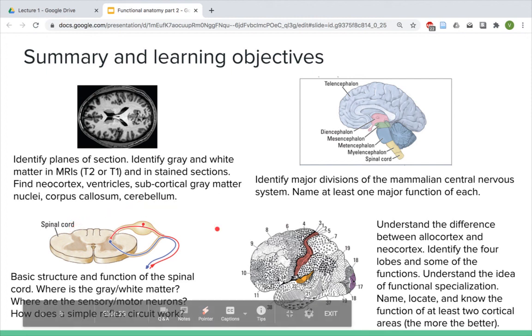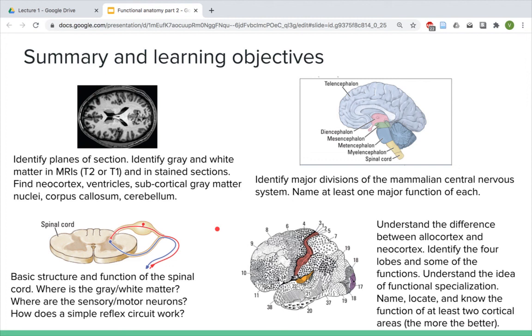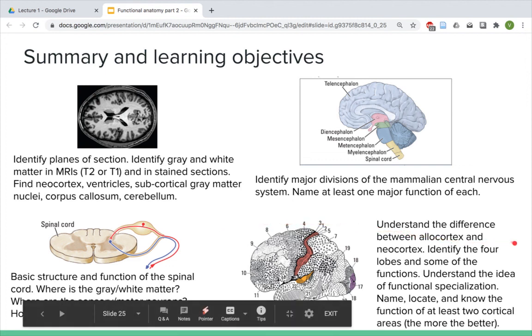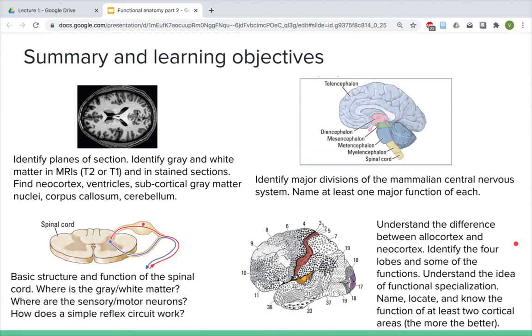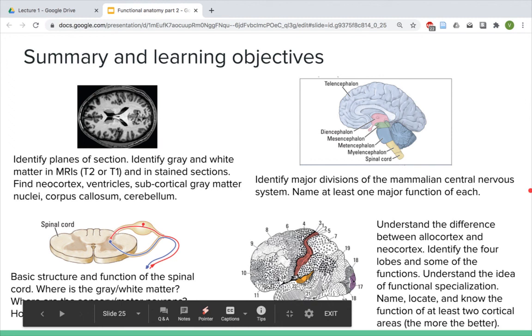For the spinal cord, you should be able to identify where the gray and white matter are, where the sensory and the motor neurons are, and to be able to describe how a simple reflex circuit might work. And finally, we talked about the cortex, specifically the difference between neocortex and allocortex, and you should be able to, again, identify the 4 lobes, and in addition to identifying the 4 lobes, you should be able to identify and understand the function of at least 1 or 2 of the more specialized cortical areas that I described here. All right, that's the end of our functional neuroanatomy lecture.